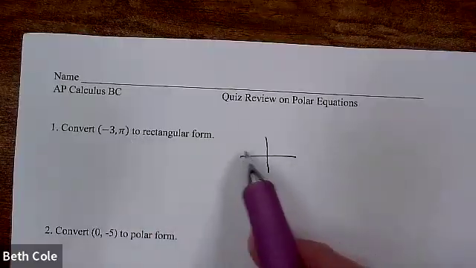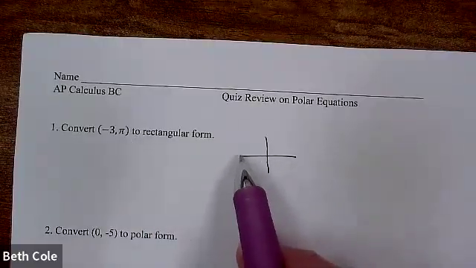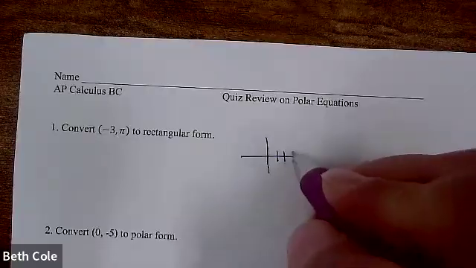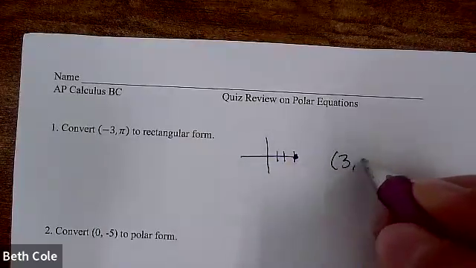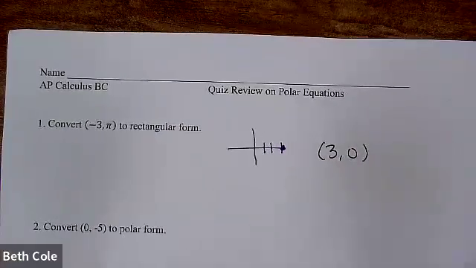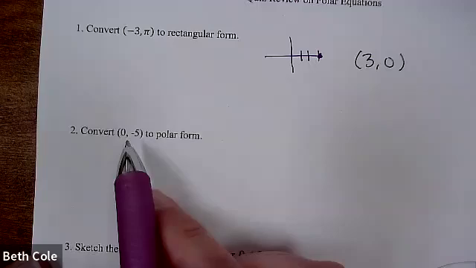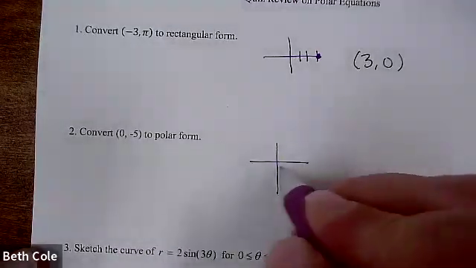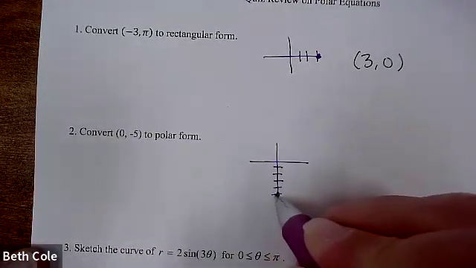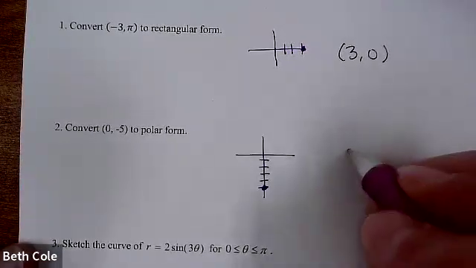So we're going to rotate to pi, which would be over here. But we want to go 3 in the opposite direction. So that's going to put us right here, and so your answer is (3, 0) in rectangular. This one's already in rectangular. (0, -5) would be down here. Again, if you don't need to draw a picture, that's fine.